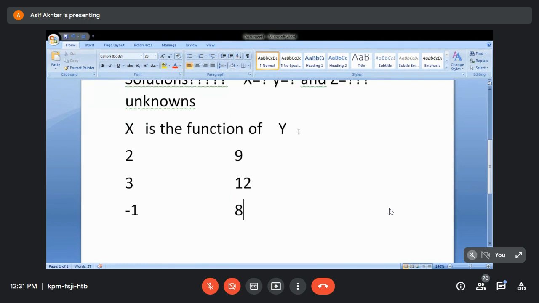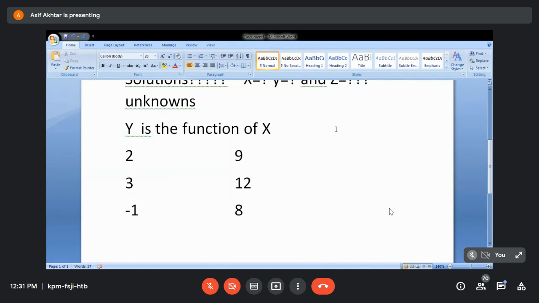Sorry, small correction. Y is the function of x, because the value of y changes by putting the value of x. So, y is a function of x.